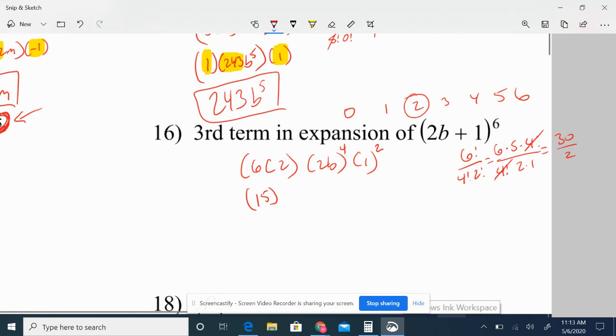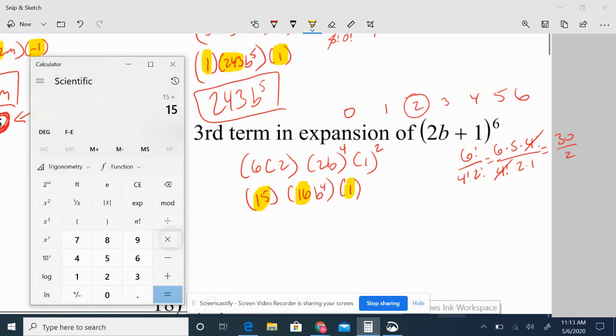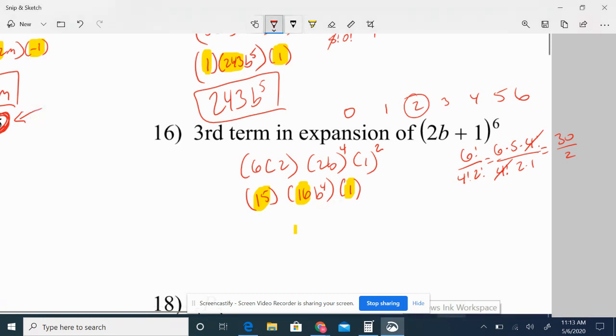Now 2 to the 4th, because I have 2b to the 4th power, 2 to the 4th is 16. So I have 16b to the 4th. And what's 1 squared? Isn't that 1? Let me multiply my numbers. 15 times 16 times 1. I'm just going to go 15 times 16, I'm not going to go times 1, right? 15 times 16 is 240. So my answer here will be 240b to the 4th.